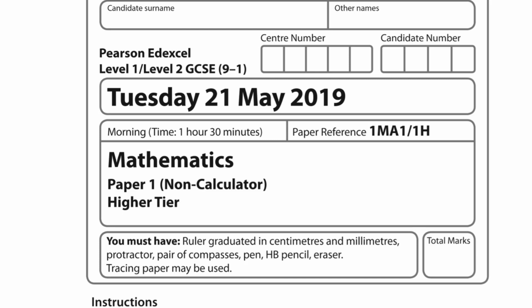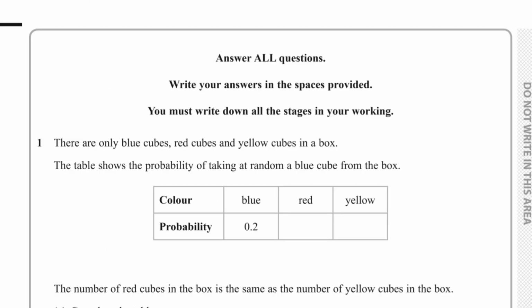Hi guys, this is the Edexcel GCSE 9-1 Maths Paper 1 from the higher papers, from the June 2019 series, and it's a non-calculator paper.